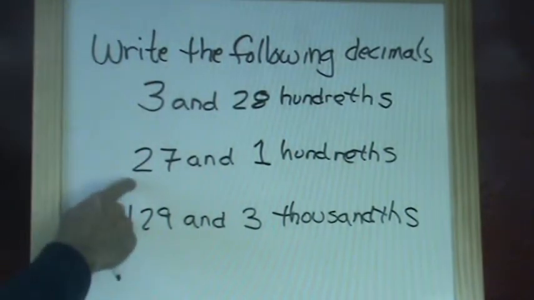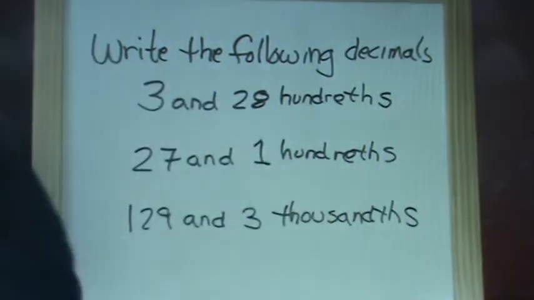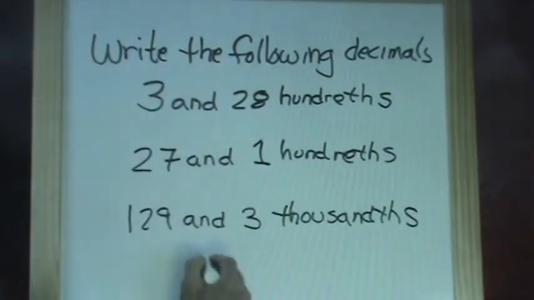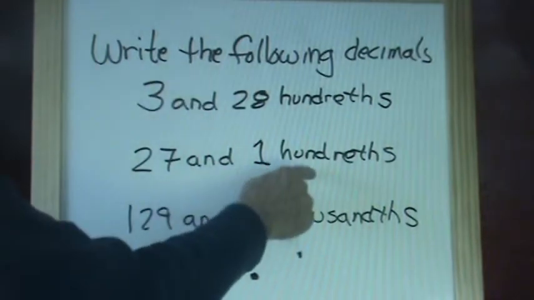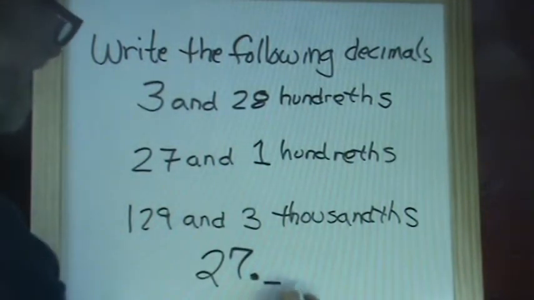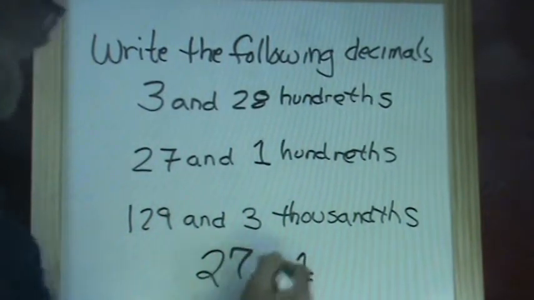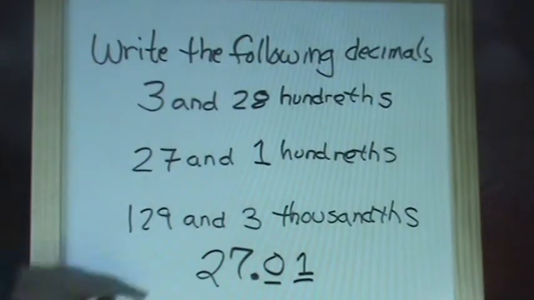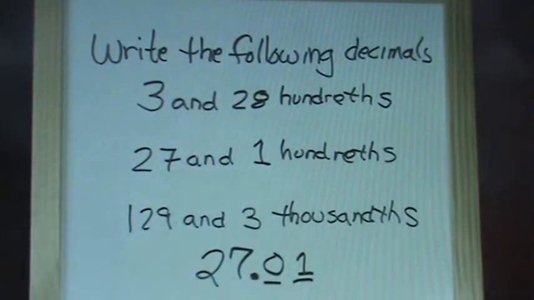Let's take a look at this one. 27 and 1 hundredth. Okay, well, a mixed decimal again. 27, decimal point is "and." Now I have 1 hundredth. So I'm going to have the hundredths place. This is tenths, this is hundredths. 1 is in the hundredths place, so I'll have to have the 0 there. So 27 and 1 hundredth.